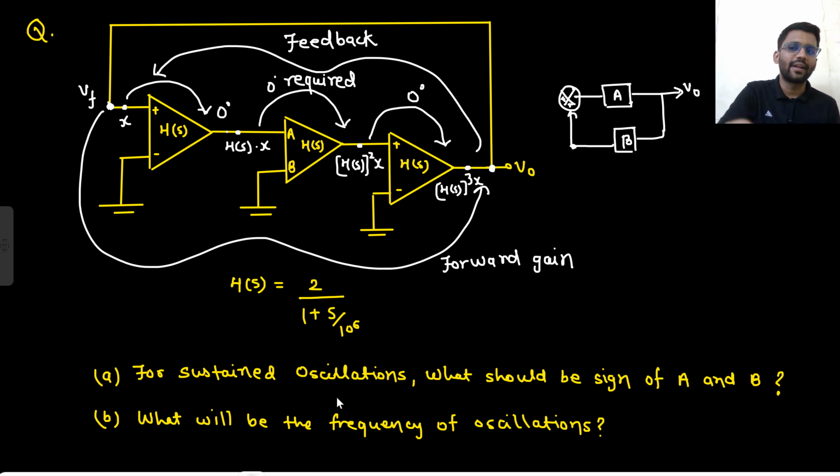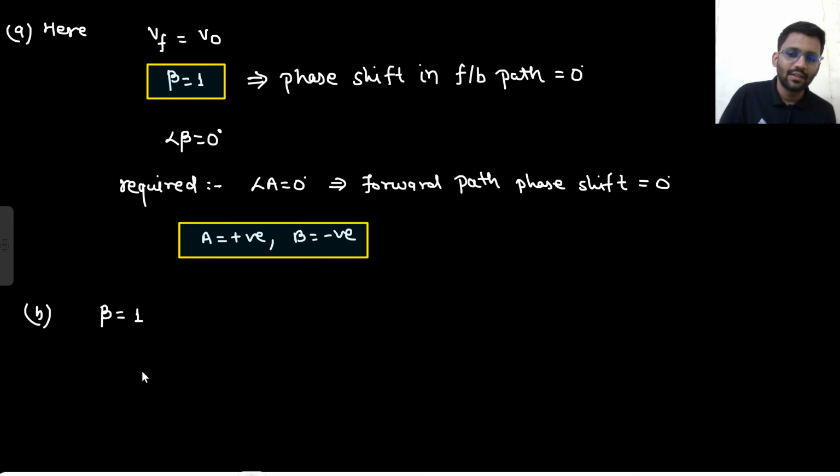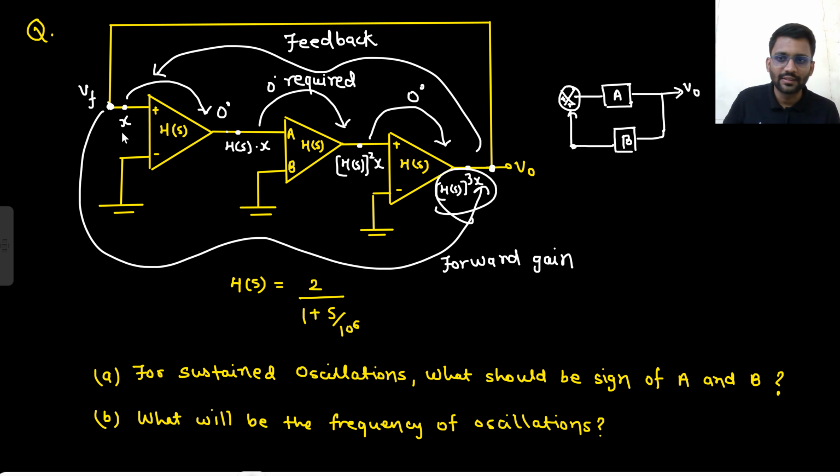So what is the forward gain you are getting? What is A? Forward gain is H of S whole cube. That's it. This is the gain. This was the output and this is the input. So what would be the gain? H of S whole cube. So your forward gain is H of S whole cube. This is the feedback. So you can certainly write in this manner that your A is H of S whole cube and your beta is 1.